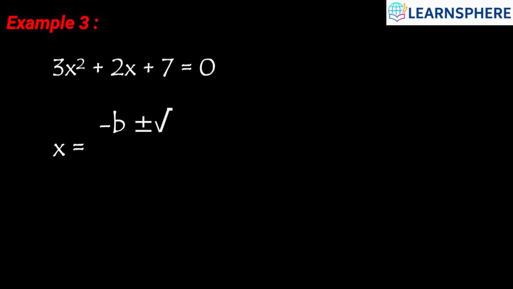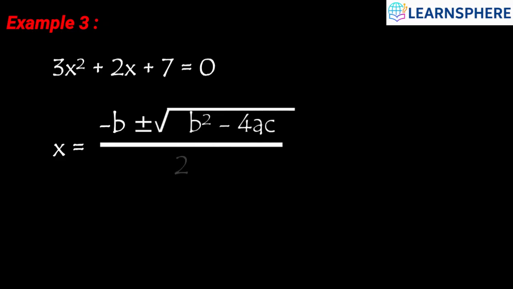For the third example, we have the following quadratic equation: 3x squared plus 2x plus 7 equals 0. Similar to the first two examples, we have to rewrite the quadratic formula, which is x equals minus b plus or minus the square root of b squared minus 4ac, over 2a. Let's determine our values for a, b, and c.